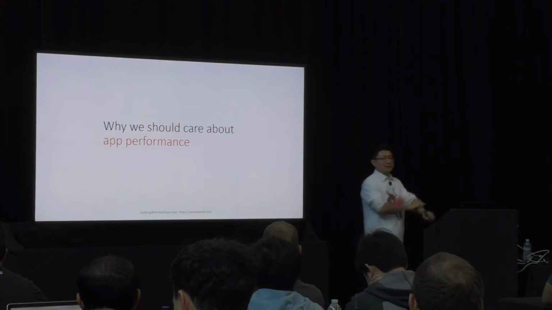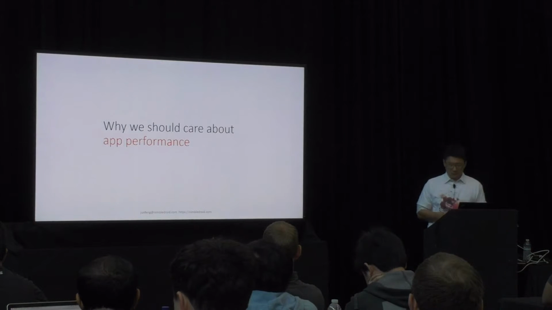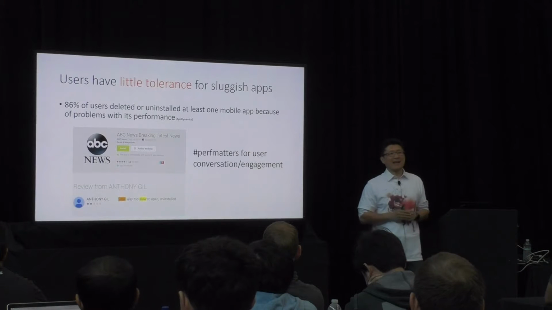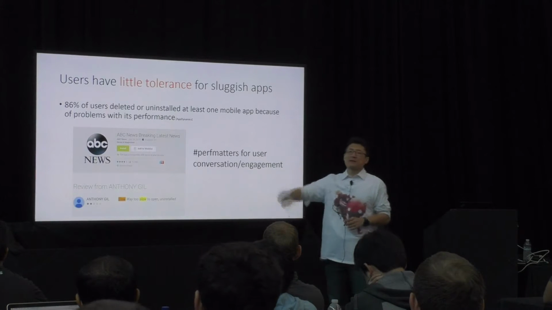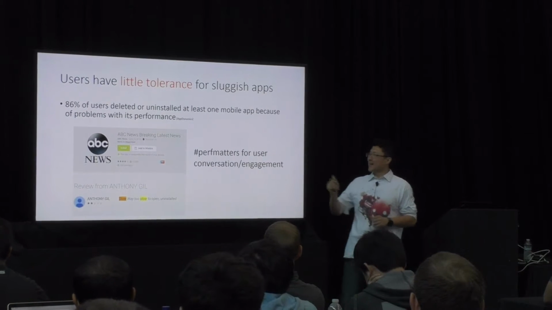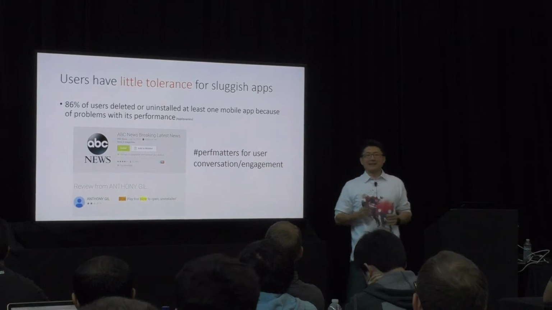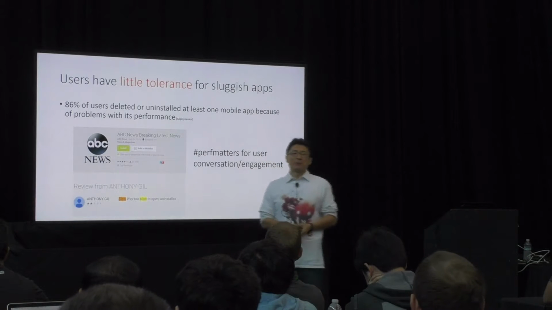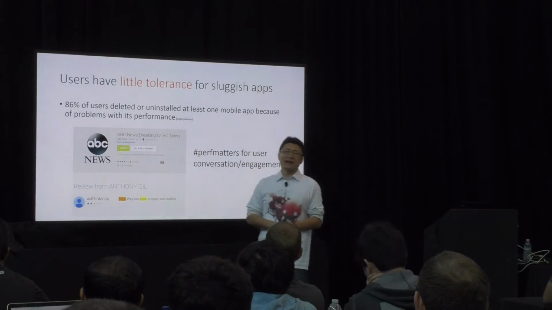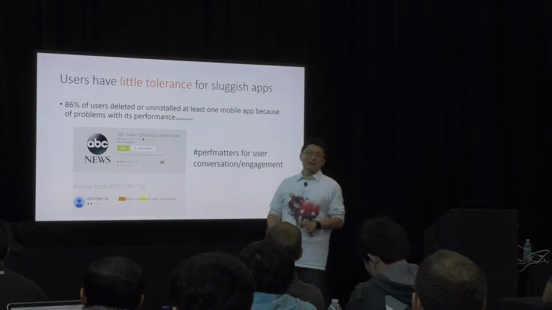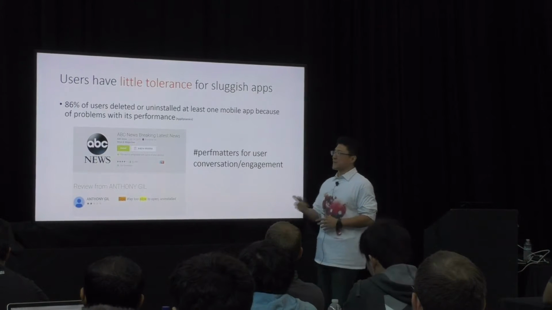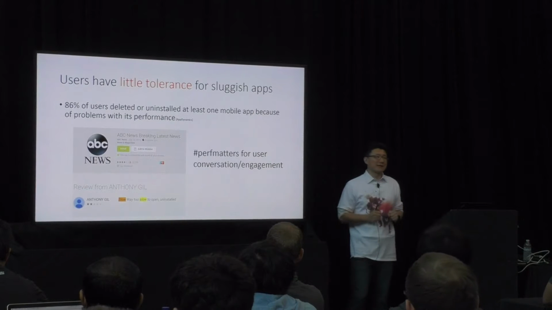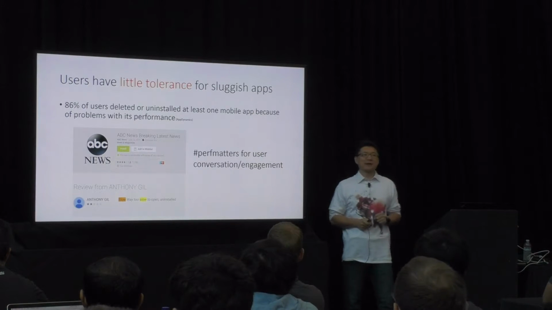So why should we care about app performance? Well, because the users have really little tolerance on sluggish apps. There is a study done by this company called App Dynamics that shows 8 out of 10 users deleted an app because of performance issues. And this is a comment taken from Google Play. It's about this ABC News app. And as you can see, the user was not happy with the slow starting of this app, so the user uninstalled this app. So we know performance matters. It matters hugely for user engagement and user conversion.